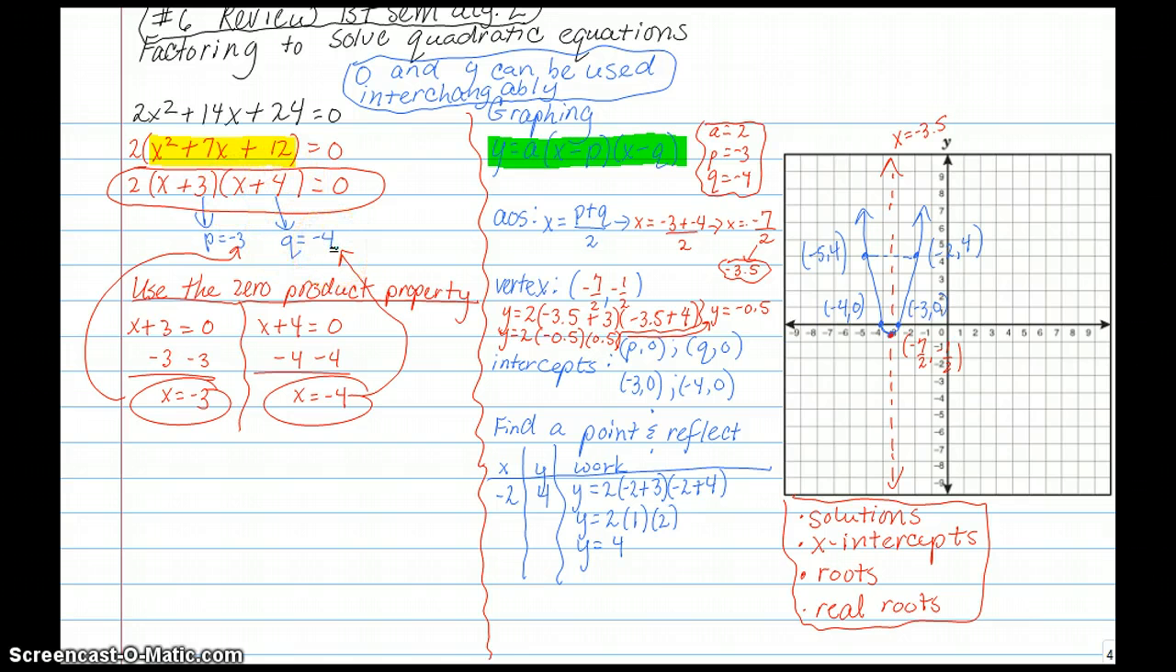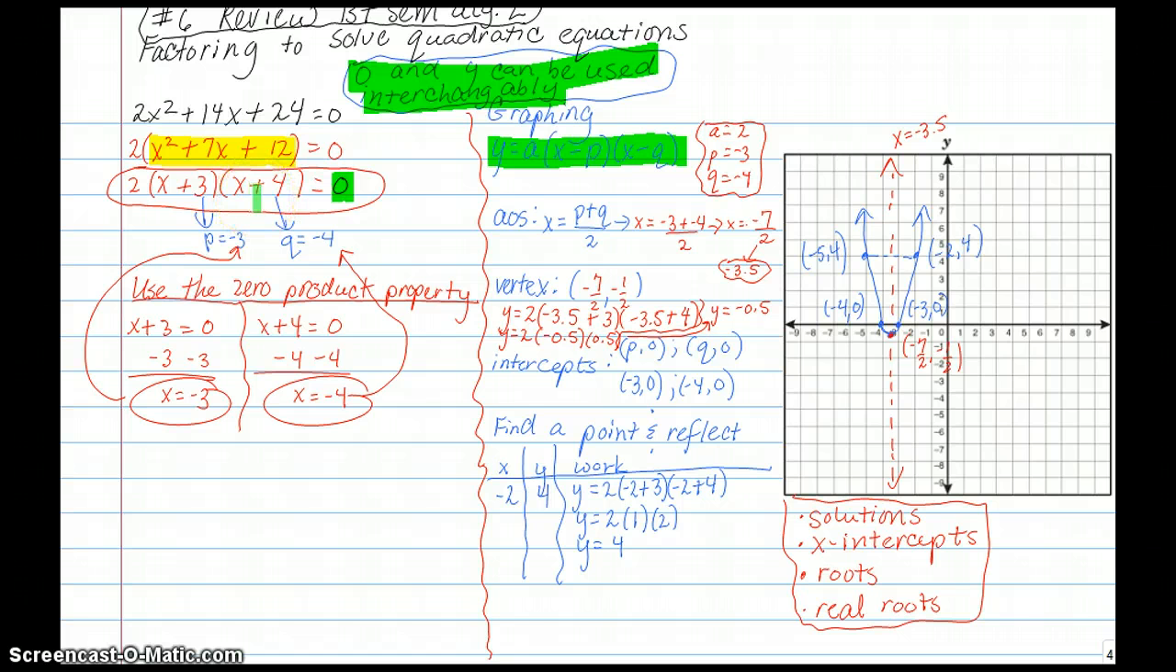You want to know what will give you 0, because remember, 0 and y can be used interchangeably. That's right here, 0 and y can be used interchangeably. So we now take the 0, and over here we would have made it a y to find the y value, but I just have to know that this is my y value right here, the 0 value. So if I make either one of these factors, x plus 3 or x plus 4, 0, then the whole thing becomes 0 using the zero product property. So here it would be negative 3, here it would be negative 4.